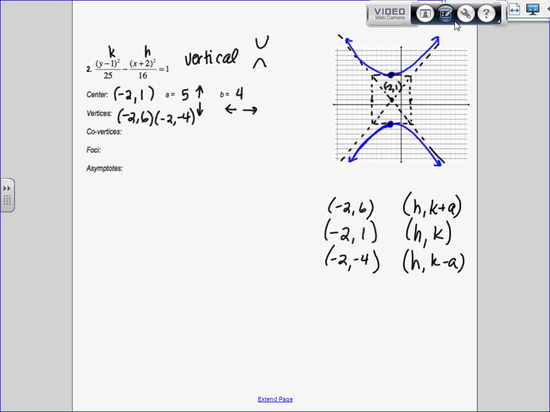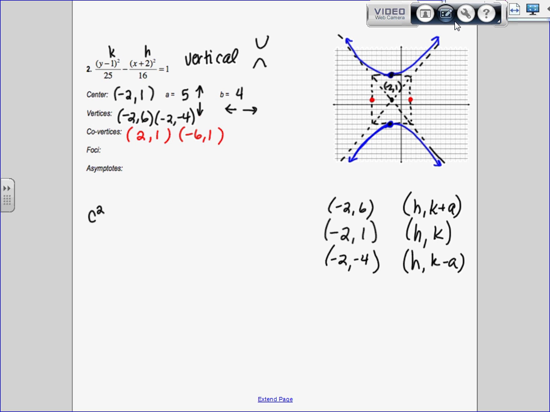All right, the covertices. The covertices are on the right and the left. They help us draw in the box. So I was at -2, 1, and I moved right 4, so I'm going to be at 2, 1. And I moved left 4, so I'm going to be at -6, 1. Yes? Doesn't matter if you switched them? You wrote -6, 1? Yeah, that's fine.